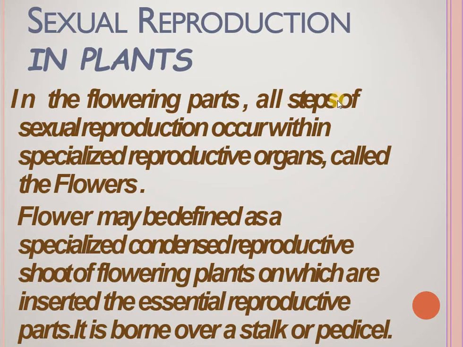So, in the flowering plants, all steps of sexual reproduction occur within the specialized reproductive organs, which is the flower. So, we can say flower is a condensed shoot which is specialized to carry out sexual reproduction. We can say that it is a specialized condensed reproductive shoot of the flowering plants on which are inserted the essential reproductive parts. It is borne over a stalk or the pedicel.